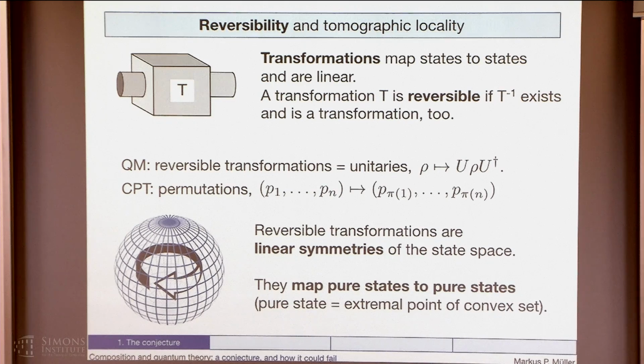Now, if you look at the geometry of your state space, then a reversible transformation maps that state space into itself. So it must be a linear symmetry of it. For example, in the quantum case, in the qubit, this takes the Bloch ball and just rotates the Bloch ball. And they always map pure states to pure states.